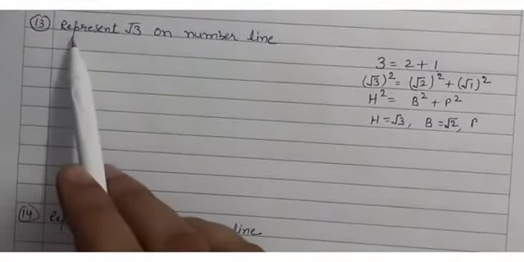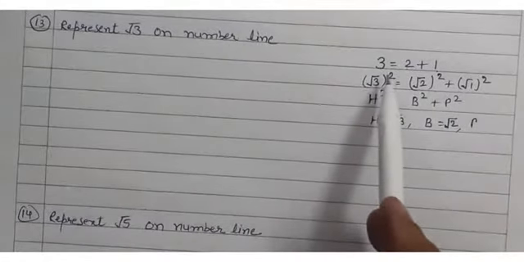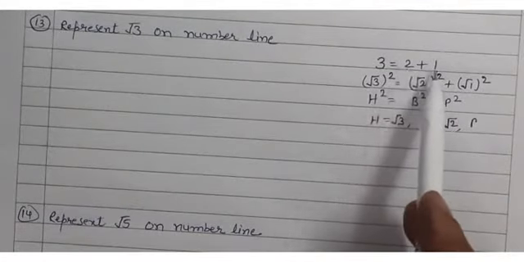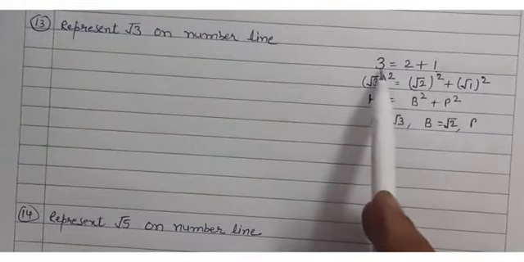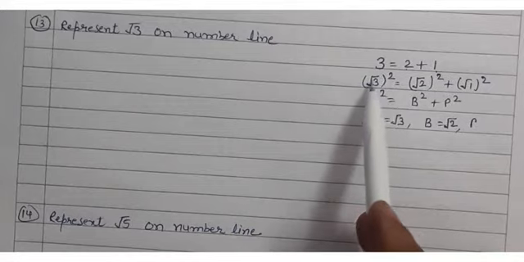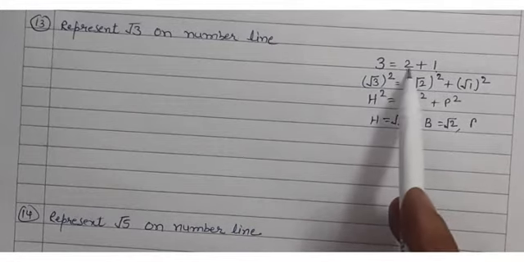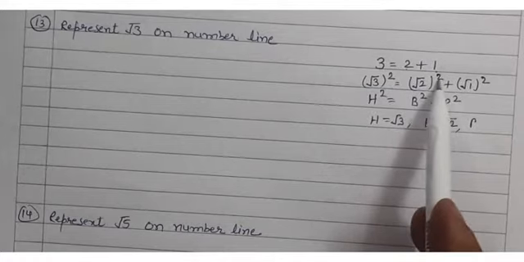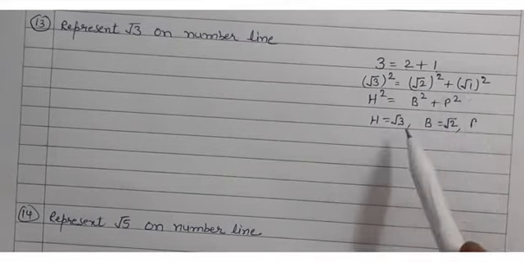Yes, next question is represent under root 3 on number line. First of all, what we know, 3 is equal to 2 plus 1. Can I write like this? Is it okay? Now 3 I am writing in this way, under root 3 square. Okay, both are the same. Here 2 can I write under root 2 square. Then 1 can I write under root 1 square.